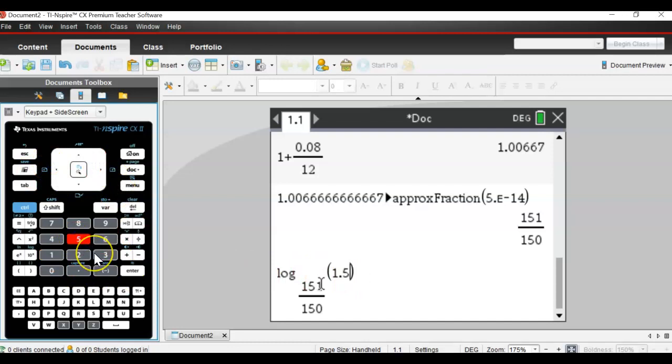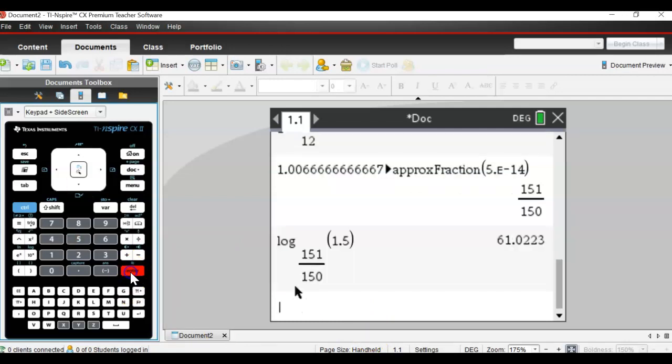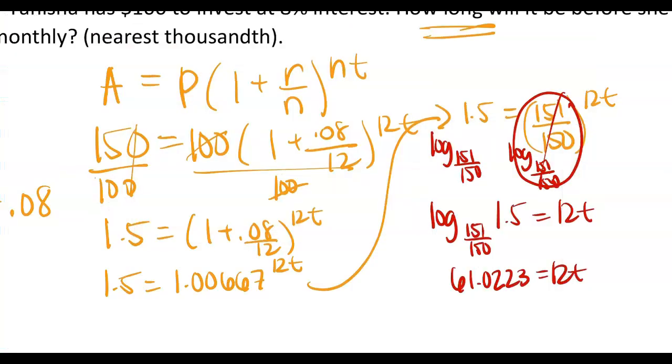Or you could write it as 3 over 2. If you do it as 3 over 2, use the control fraction symbol, so control, division symbol. This is why I love using this calculator, guys. It allows you to do everything with the least amount of effort. This is going to give me 61.0223 equal to 12t. And then from there, we know we're just going to have to divide by 12. So from here, I'm just going to have to divide by 12.